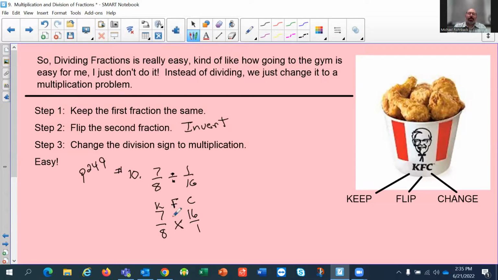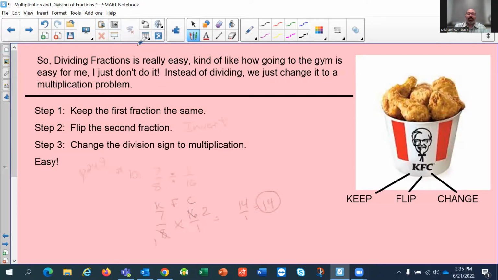All right, can we reduce and should we? Yes, we should. You definitely want to reduce. So the 8 and the 16 both divide by 8. Or 2, you could do it by 2, but let's go straight to the heart of it and kill it. 8 divided by 8 is 1. 16 divided by 8 is 2. 7 times 2 is 14. 1 times 1 is 1. The answer for number 10, 7/8 divided into 1/16 is 14. You have 14 pieces that are this big out of a pizza that much.